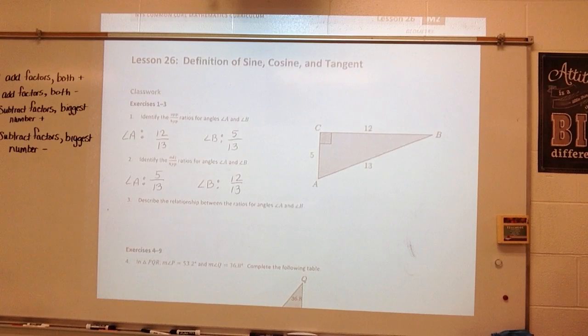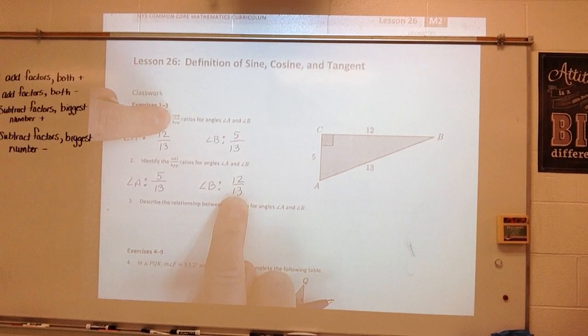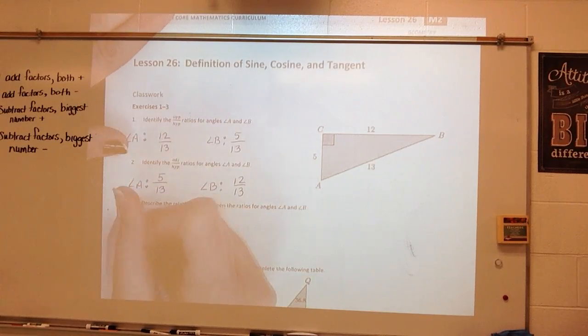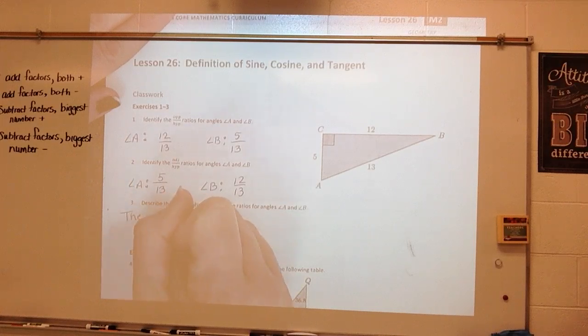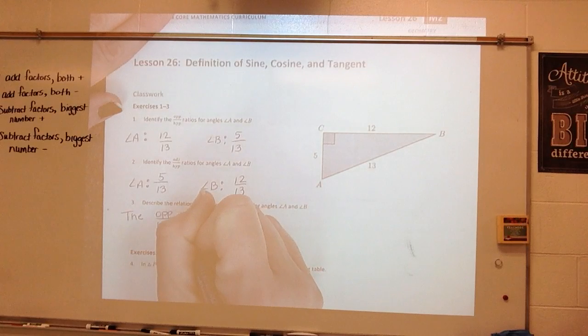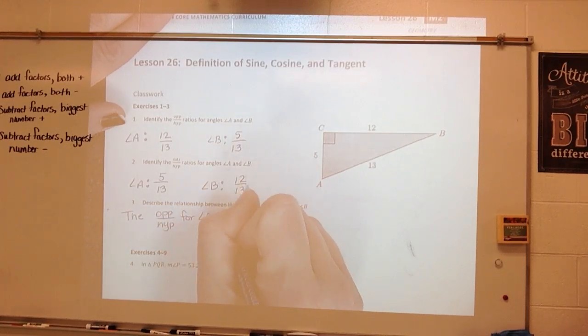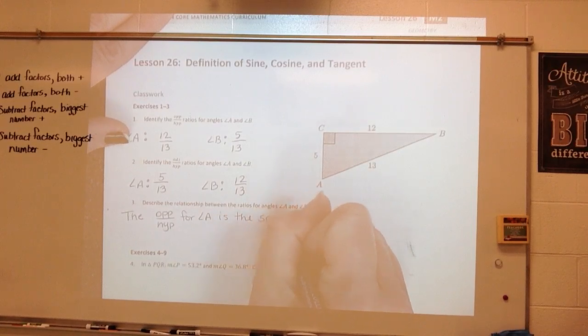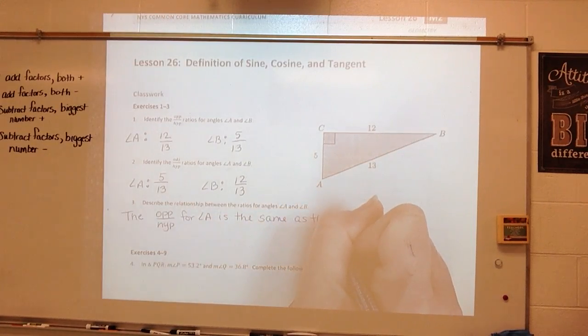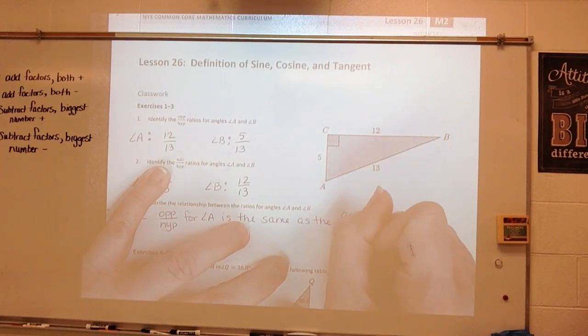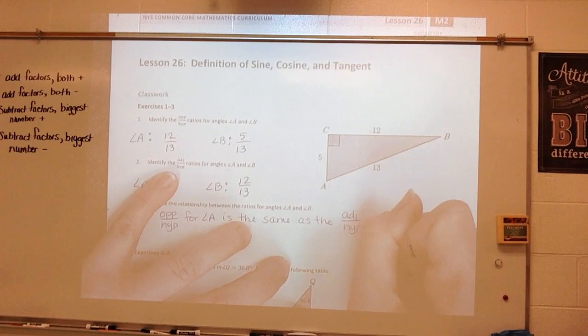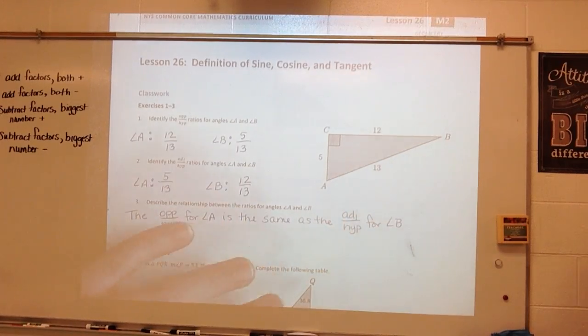Describe the relationship between the ratios for angles A and B. Alright, so if you notice, the opposite over hypotenuse for angle A is the same as the adjacent over the hypotenuse for angle B. So we'll say the opposite over hypotenuse for angle A is the same as the adjacent over hypotenuse for angle B, and vice versa.